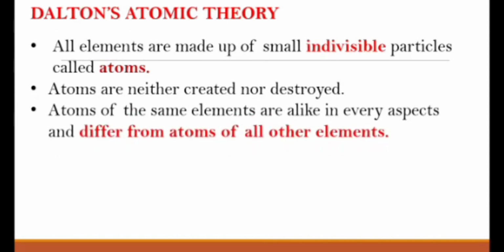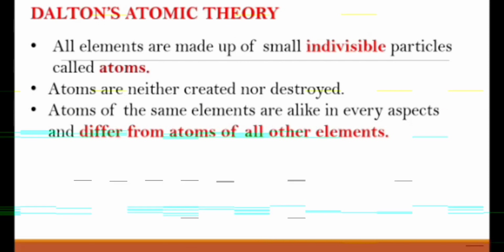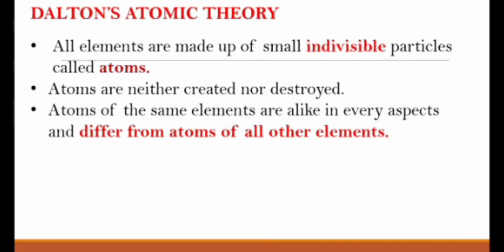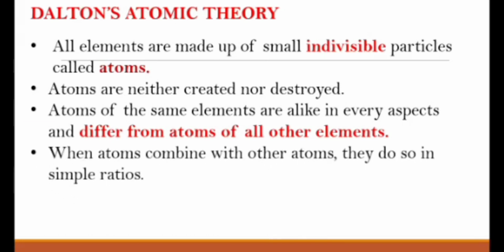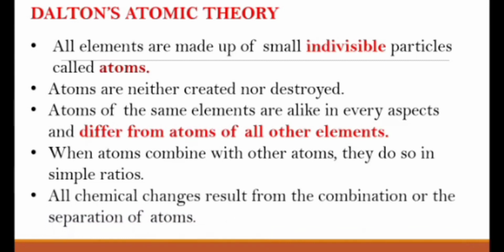The second theory proposed is that atoms are neither created nor destroyed, but can change from one form to another. The third theory proposes that atoms of the same element are alike in every aspect and differ from atoms of other elements. He also proposed a fourth theory, that when atoms combine with other atoms, they do so in simple ratio. Finally, he gave the last theory, which states that all chemical change results from the addition of atoms or the separation of what? Atoms. Now, after many years, scientists discovered that some of these theories were not true.